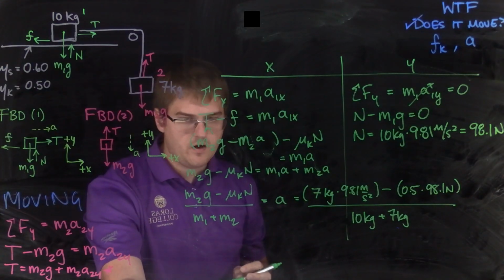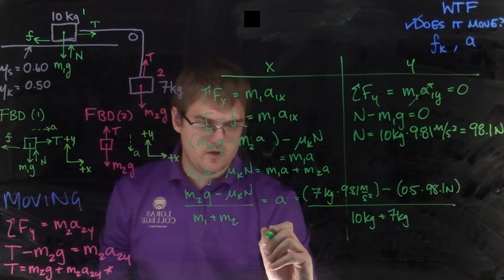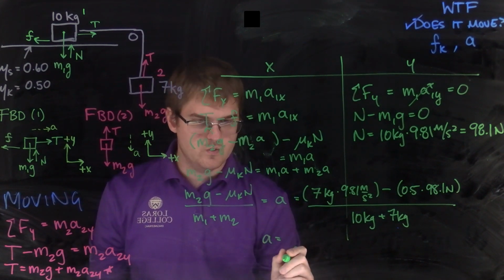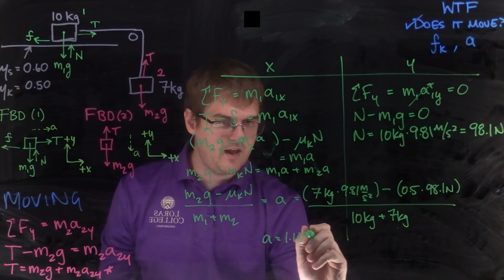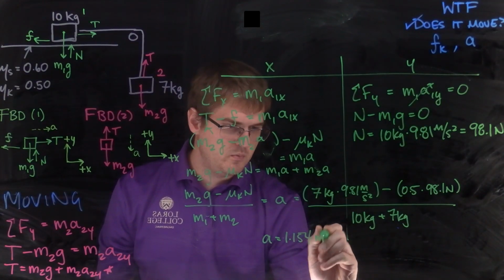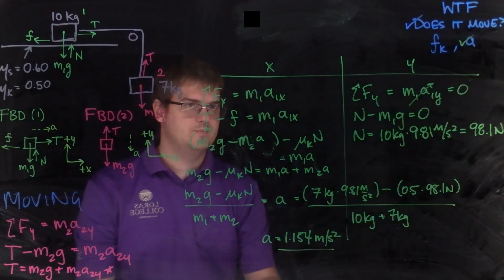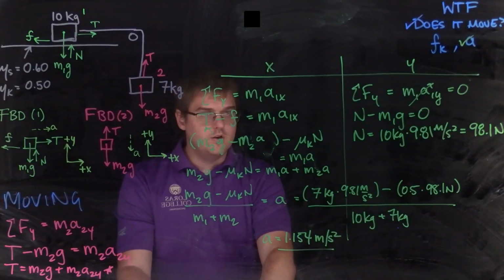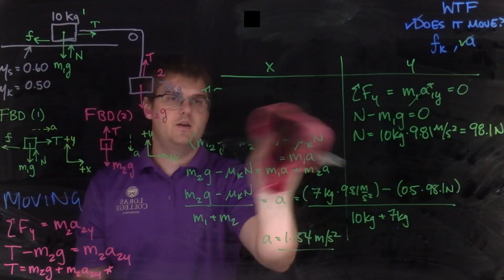And I do believe I already have that calculated. I get my acceleration is going to be equal to 1.154 meters per second squared. So I have my acceleration. Now I noticed partway through this, I'm going to erase the middle just so my face isn't behind a bunch of stuff.